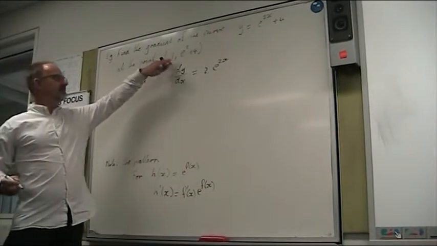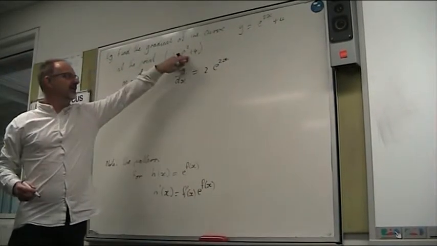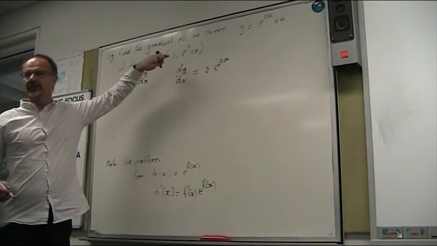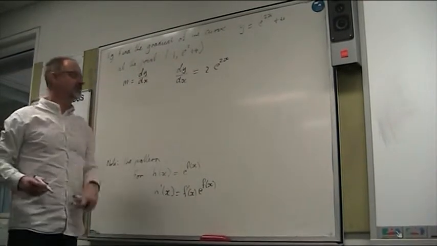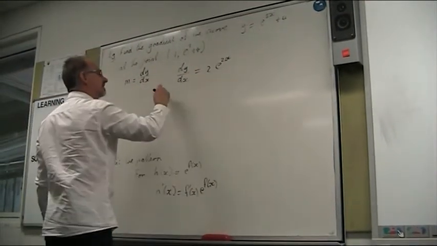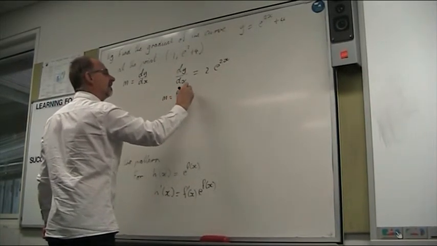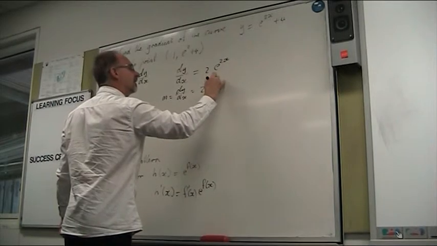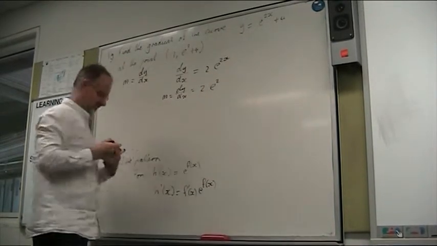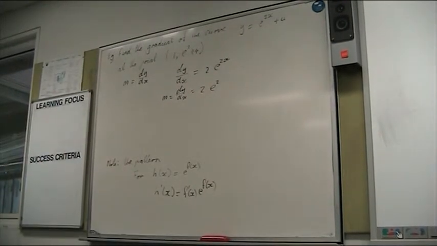We want to know it at this point here. So how do we find it at this point here? You substitute the 1 in for x. This has an x, so the gradient there, which is dy dx, equals 2e to the 2 times 1, which is 2. And leave it like that.